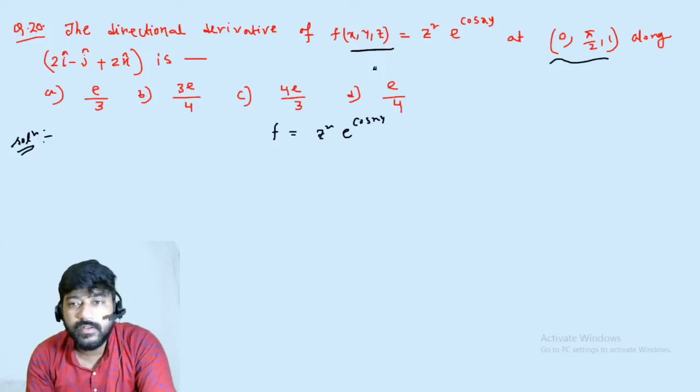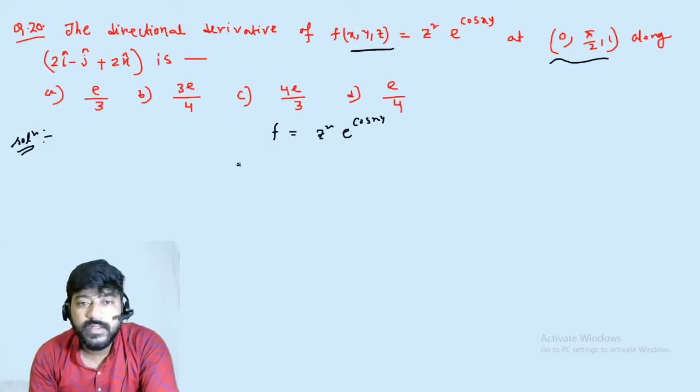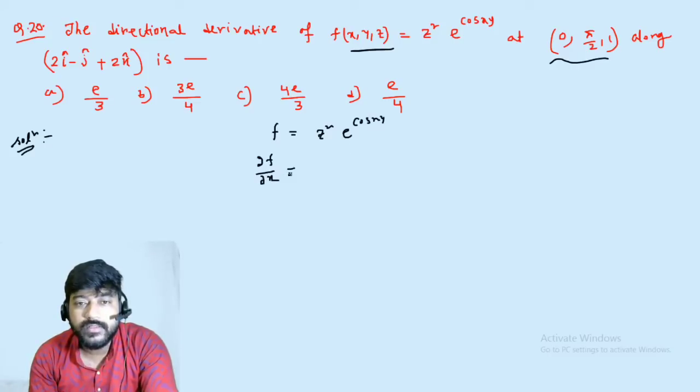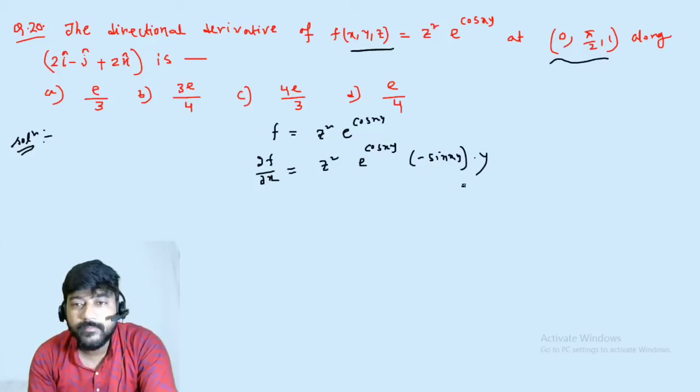Okay, so let me first find out gradient of f. So what is gradient of f? To find out gradient of f, you have to find out first del f del x. So what will be del f del x? Del f del x is just z square and e to the power cos xy, and differentiation of this is nothing but e to the power cos xy, and differentiation of cos xy is minus sin xy, and differentiation of xy with respect to x is y.